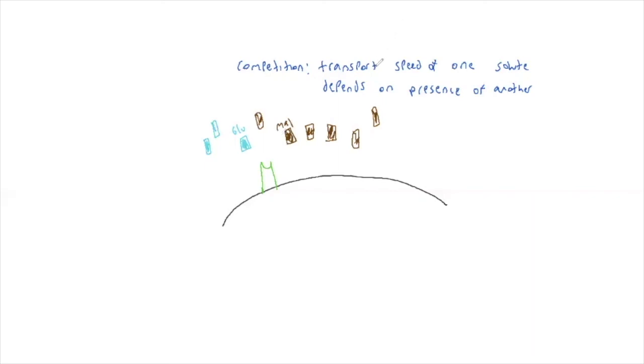So the greater the presence of one solute, the slower the transport of the other solutes. The more maltose there is compared to glucose, the slower the rate of glucose transport, the greater the rate of maltose transport. All right, so those are the three types of transport, or the three different factors that determine the rates of carrier-mediated transport.